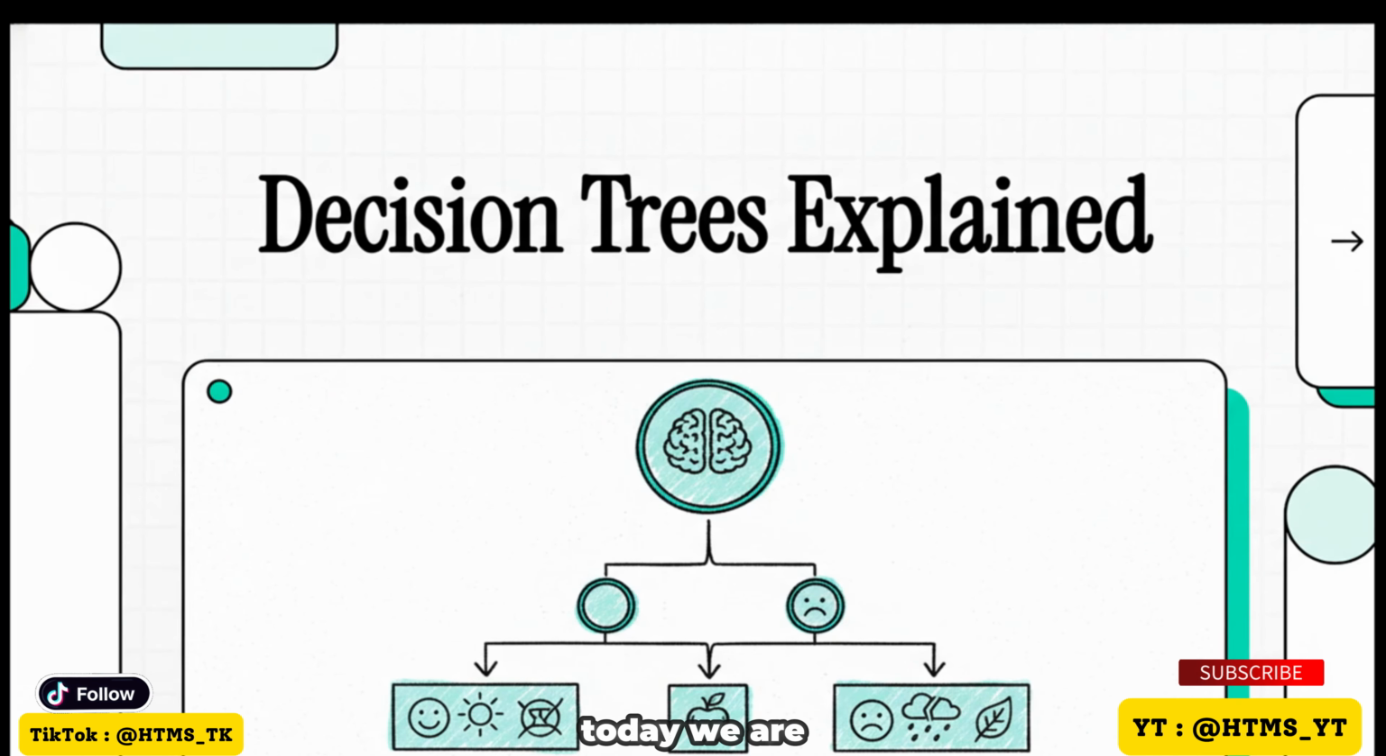All right, today we are going to break down one of the most powerful and honestly, one of the most intuitive algorithms in all of machine learning, the decision tree. It's so cool because it basically mimics the way our own brains work. The logic, it's surprisingly straightforward. So let's just dive right in.